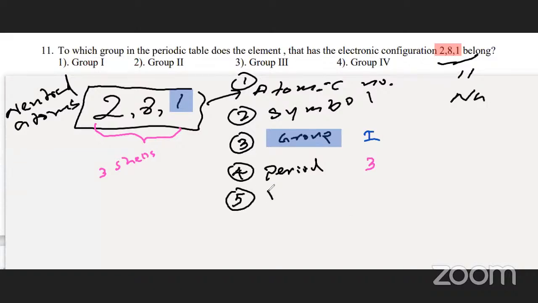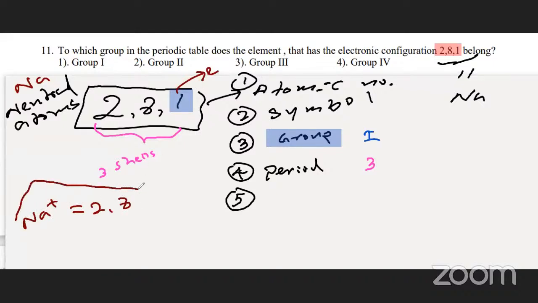Not only that, you can tell the valency and the charge. Since it has only one electron, it will lose only one electron from the outermost shell to achieve the noble gas configuration, becoming Na+. Na+ has 2,8. When the outermost electron is lost, it becomes 2,8, which equals the configuration of neon. Neon has the same configuration, therefore these two are isoelectronic.